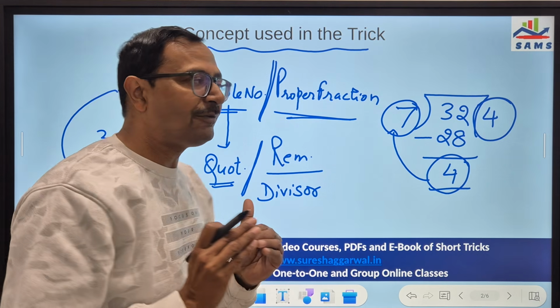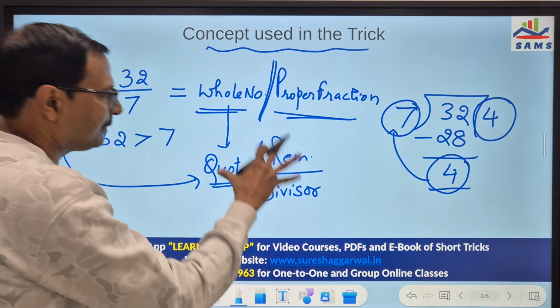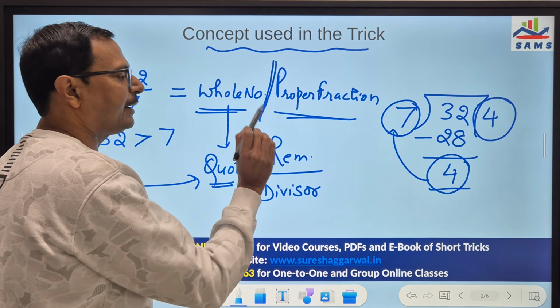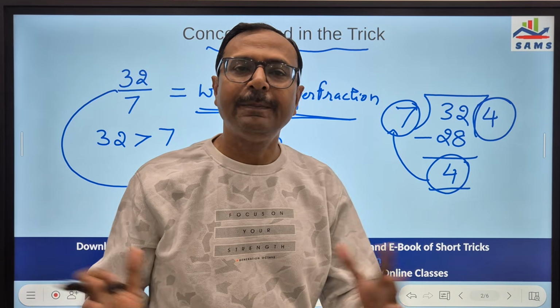So whenever you have to convert an improper fraction into a mixed number, divide it and just write quotient followed by remainder upon divisor, you will get the mixed number form.